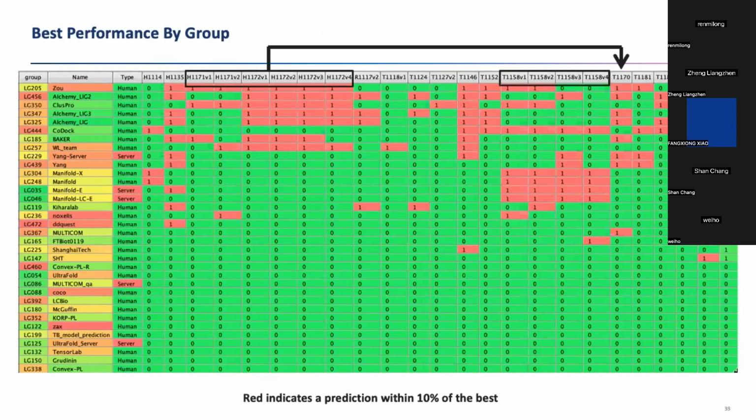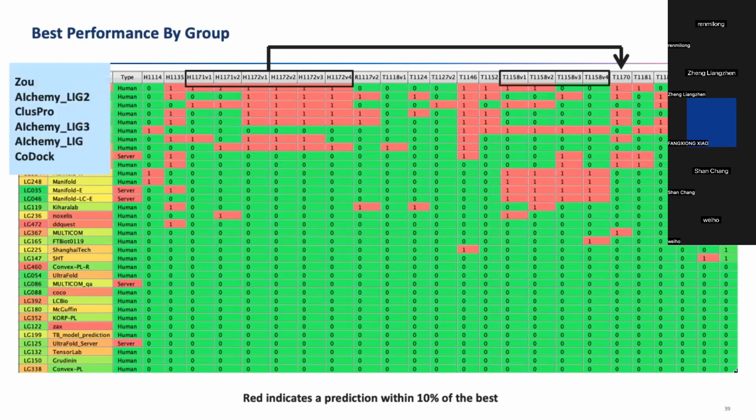But here's where the rubber hits the road. This is all of the data. I've put this into a heat map where rows are submissions, columns are targets. If there's a 1 in there and it's a red cell, that means that that particular submission was within 10% of the best. Again, a somewhat arbitrary cutoff, but I think it worked pretty well. Here are the groups that performed the best. I'm very happy that all of these groups will be speaking immediately after me.